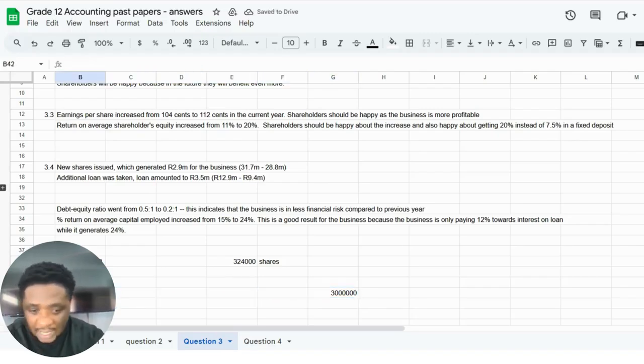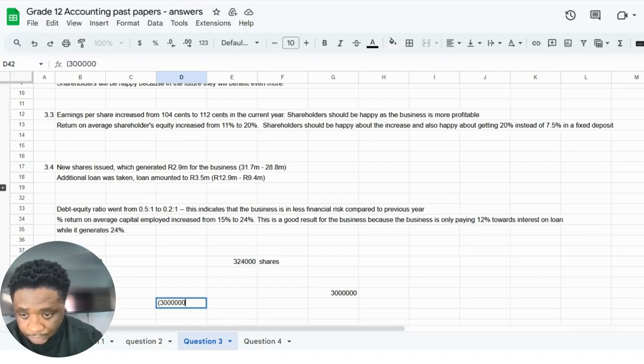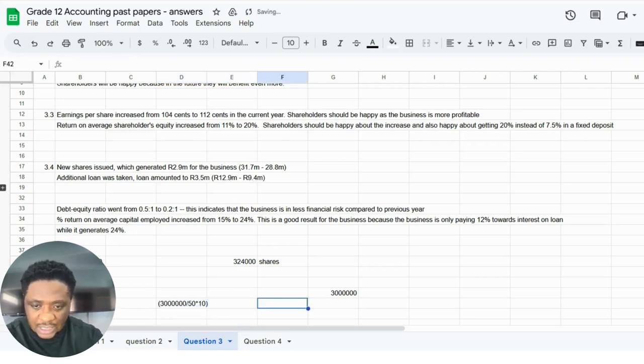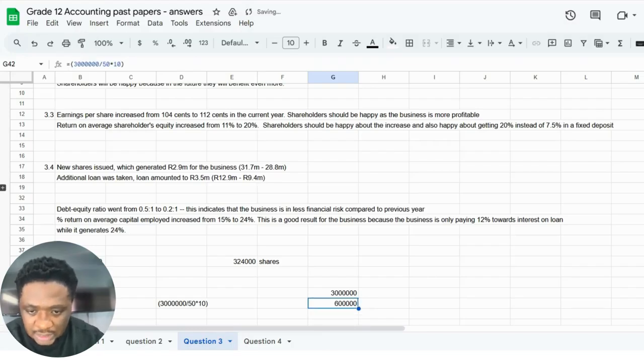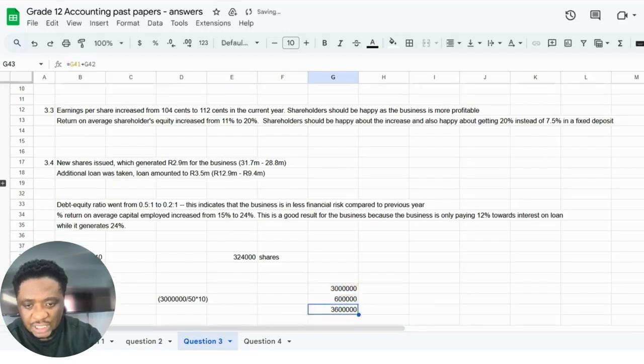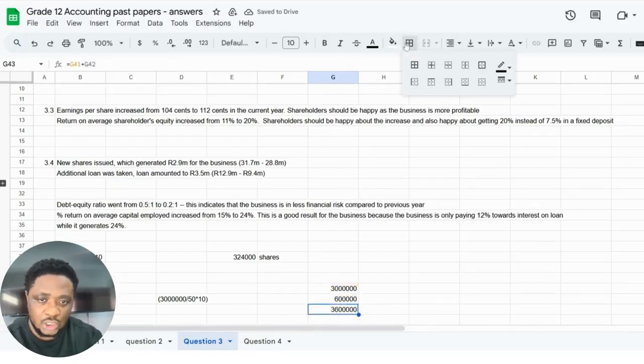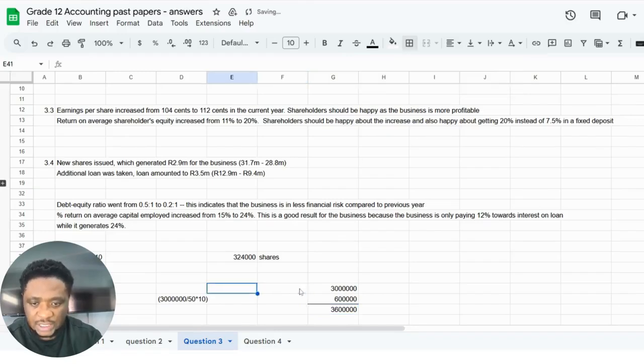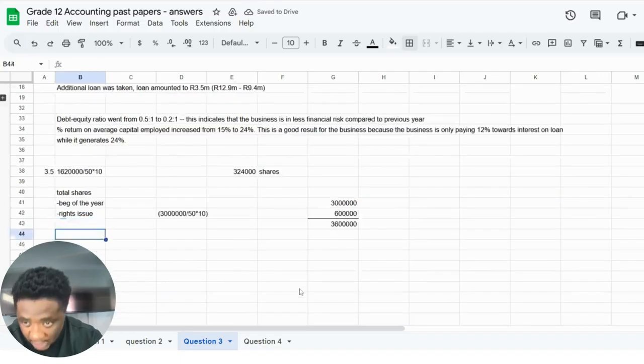And then there was a rights issue. That rights issue said that for every 50 shares, so you take 3 million divided by 50 and then multiply by 10. That gives us the additional number of shares that were issued, which is 600,000. And so the total number of shares after the rights issue was 3.6 million shares.